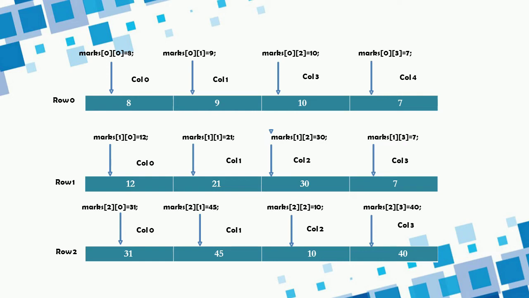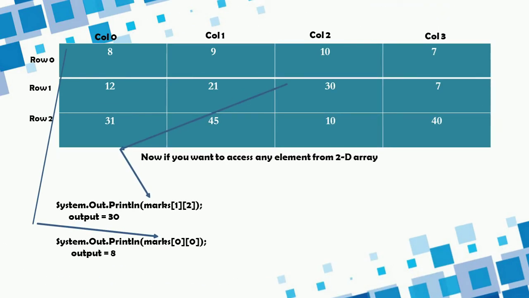The positions of the array will be laid out in the table. So in the 0th row and 0th column, the first value will be located. Likewise, if I want to store a number in the second row and second column, the value will be stored there. And if you want to access any element from a two-dimensional array, you can simply call a print statement. Inside the statement you can specify the position of the row and the position of the column, so that it will go and refer to that position and print the element stored in that position.